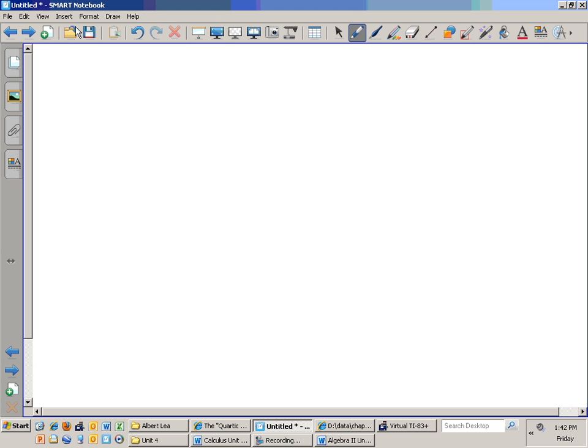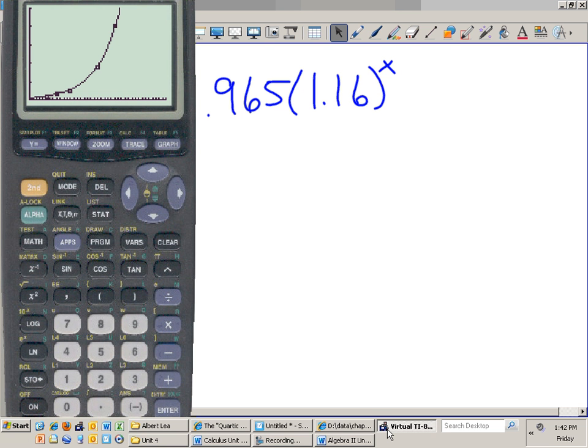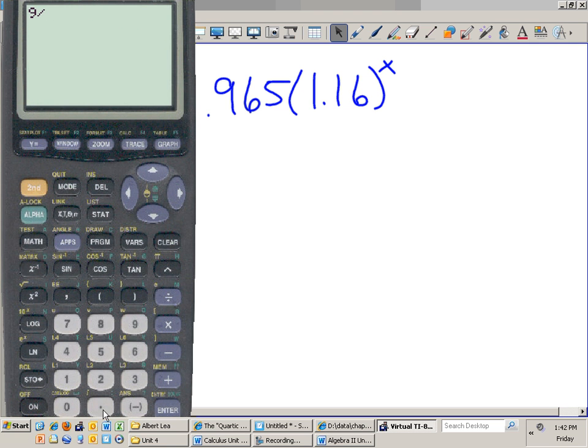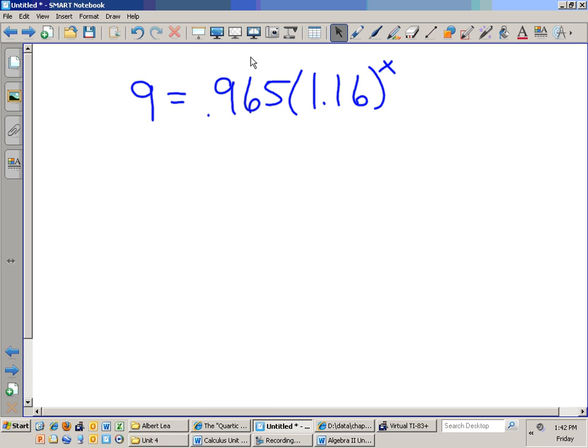Okay, so I plug in 9, so 9 is equal to 0.965 times 1.16 to the x power. Divide both sides by 0.965. 9 divided by 0.965 is about 9.33. So 9.33 is equal to 1.16 to the x. How do I solve for the x?